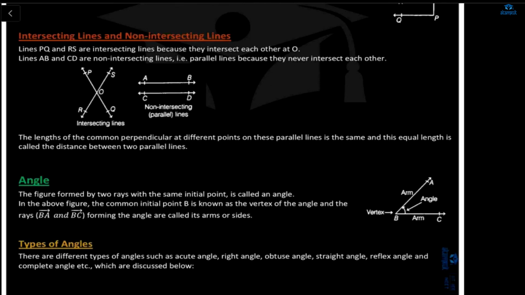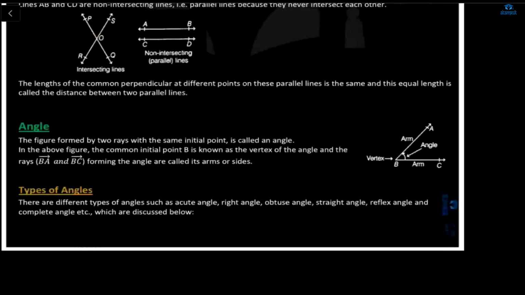Intersecting lines and non-intersecting lines. Two lines meeting at a point are called intersecting lines, and that point is called the point of intersection. Non-intersecting lines means two lines are parallel, then only they are non-intersecting lines, because non-parallel lines will meet at some point.